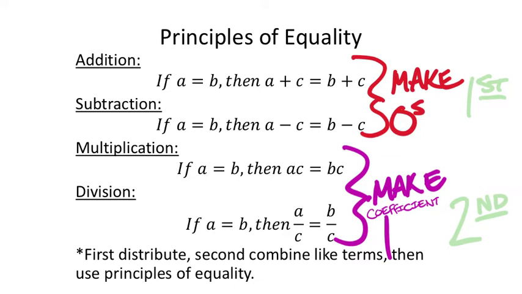So first, when we solve equations, if you see any distribution that's necessary, you'll do that. And then after that, you'll combine any like terms, and then principles of equality to make zeros then ones.